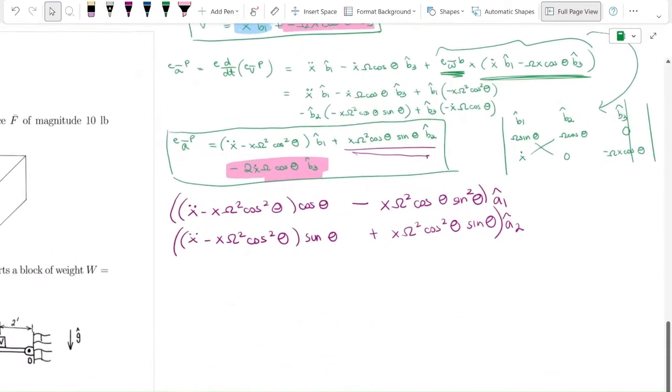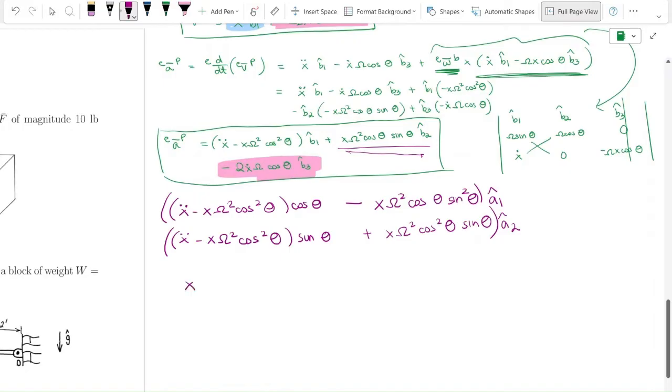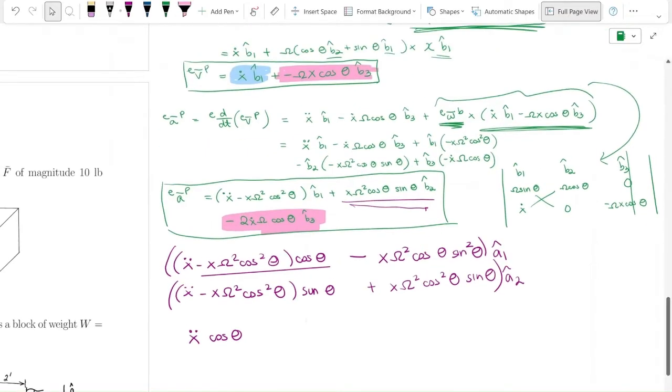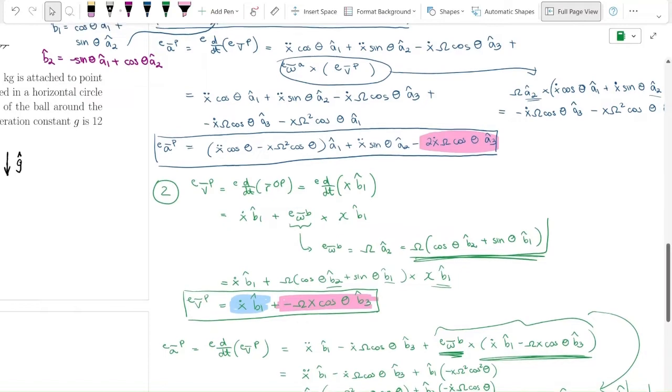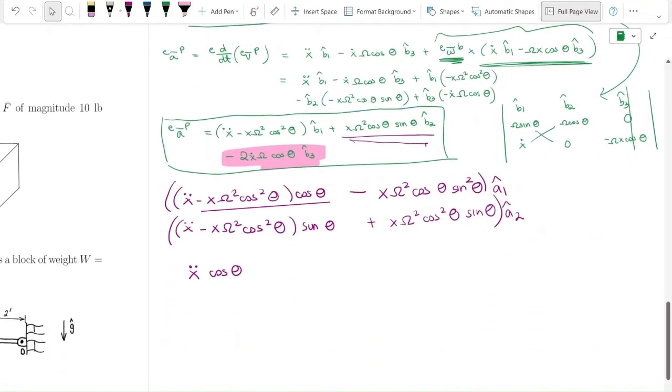we get x double dot cosine theta. So, this is, so minus x cosine cubed, wait, sorry. Oh yeah, okay, sorry. So we're good.